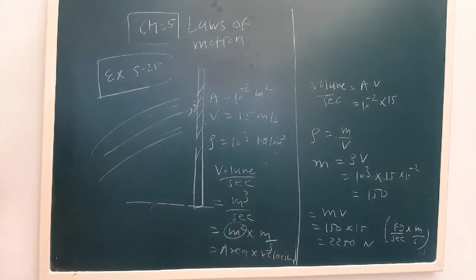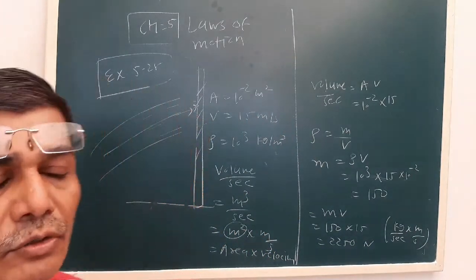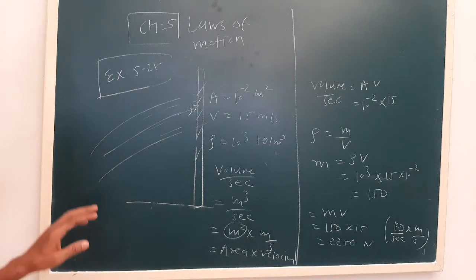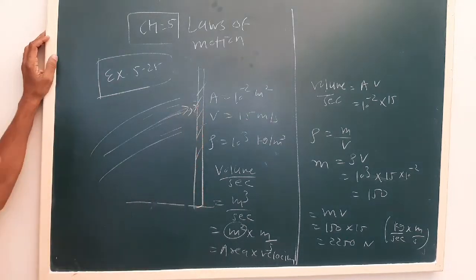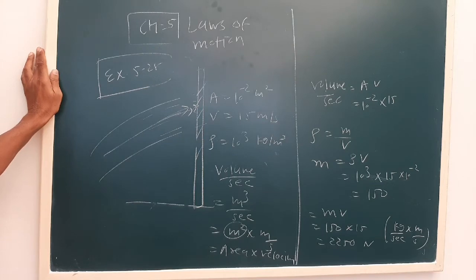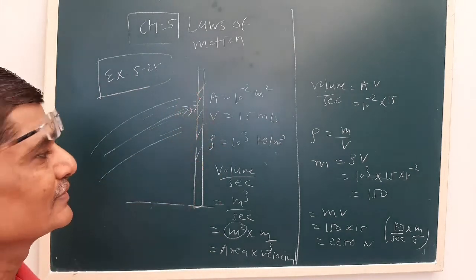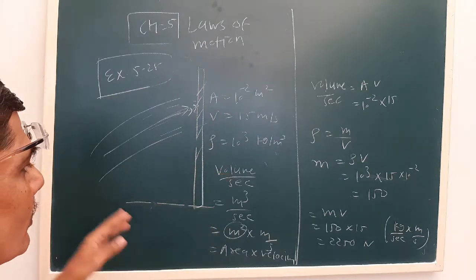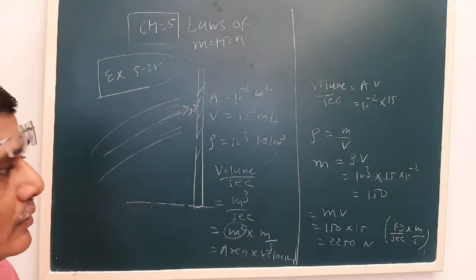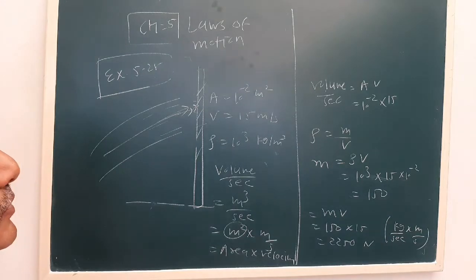So this is a little bit different from what we have done so far. See here the water is coming out from the pipe of area 10 to minus 2 meter square with the velocity of 15 meter per second. See, it collides with the wall. What is the force exerted by flow of the water on the wall? So this is what we have to do some juggling here.